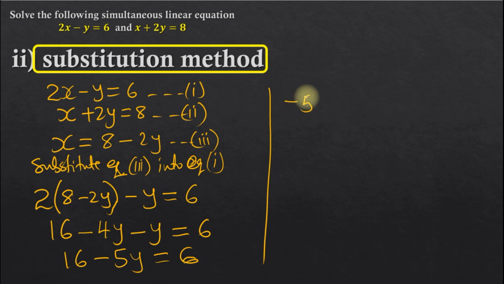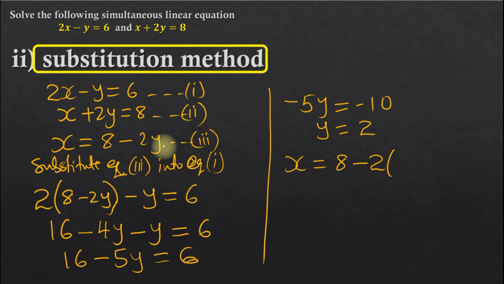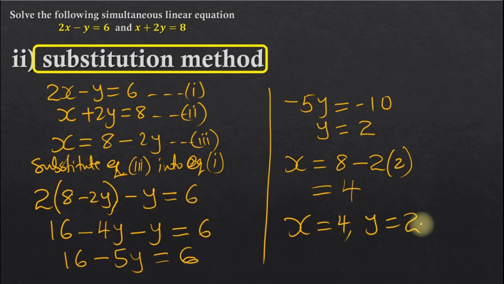Therefore, I have minus 5y. Take 16 to the right hand side, it will be 6 minus 16, which is equal to minus 10. Therefore, y is equal to 2, since we divide both sides by minus 5. Therefore, x will be, I substitute the value of y into equation 3. That will be 8 minus 2, y is 2. And therefore, this will be 8 minus 4, which is 4. Therefore, again, x we get is 4 and y is 2, using substitution method.